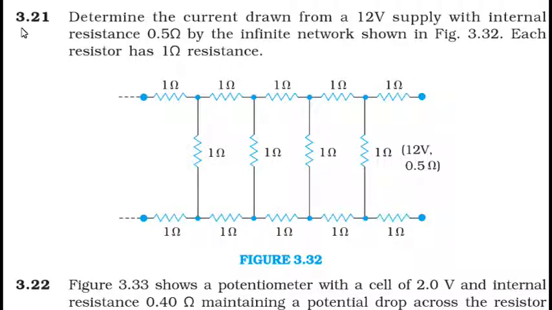Now we'll see problem number 3.21. Determine the current drawn from a 12-volt supply with internal resistance 0.5 ohm by the infinite network shown in figure 3.32. Each resistor has 1 ohm resistance. Let us see the solution.